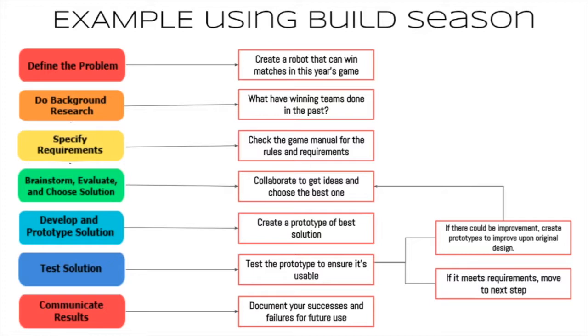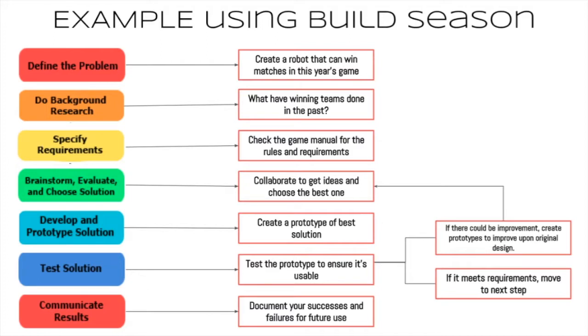How do we want to build the robot? What sub-assemblies do we need? What kind of drivetrain? What kind of shooter system? The list goes on. For this step, it's essential to collaborate and get as many ideas as possible. From these ideas, choose the most promising one to create a prototype of.